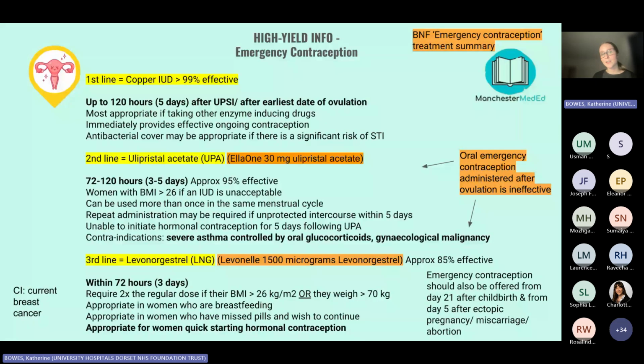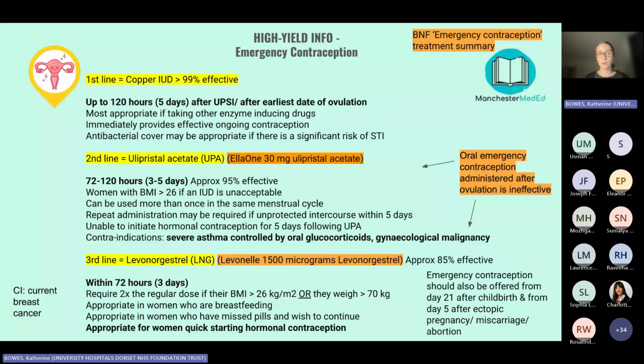Okay, so swiftly moving on to emergency contraception. Once again, I like to think of this as first, second, and third line, and that's how I broke it up in my mind. So the first line would be the copper intrauterine device. That's the most effective form of emergency contraception, and would be recommended first line, but not everyone would like an intrauterine device as emergency contraception, which is understandable.